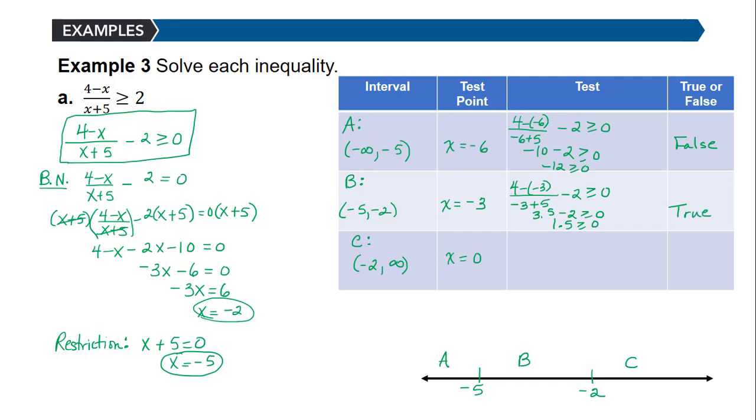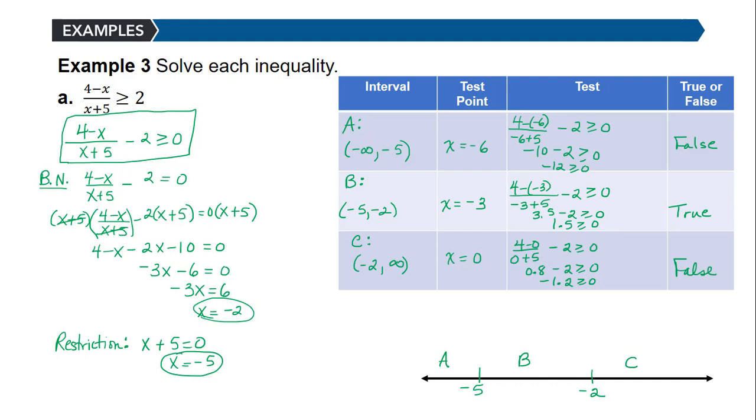And then lastly, we substitute 0. 4 minus 0 divided by 0 plus 5 minus 2, is that greater than or equal to 0? Well, this is 4/5, or 0.8. Minus 2, is that greater than or equal to 0? No, that's -1.2, which is not greater than or equal to 0, so this is false.